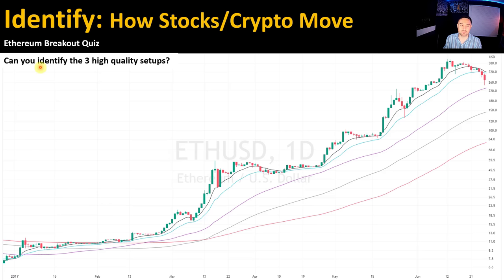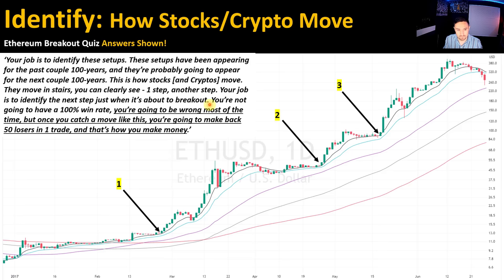So can you identify the three high quality setups? Can you see them? They're all 5-star. I'll give you 3 seconds. 3, 2, 1. There they are. Your job is to identify these. These setups have been appearing for the past couple hundred years, and they're probably going to appear for the next couple hundred years. This is how stocks and cryptos move. They move in stairs. You can clearly see one step, another step. So you see here how it's just going one step and then it goes sideways, another step, sideways, another step, sideways. That's how they move.